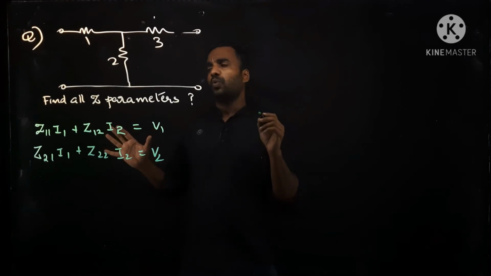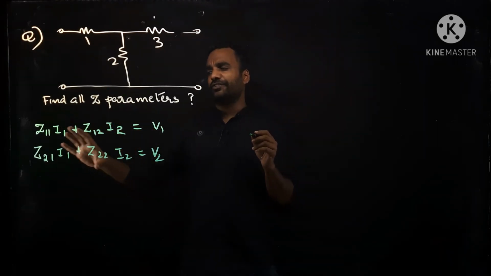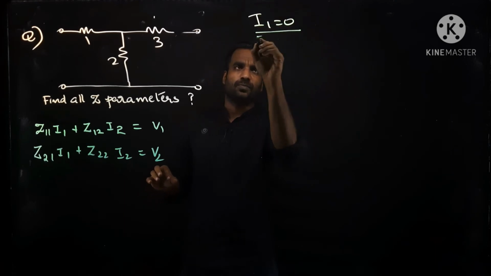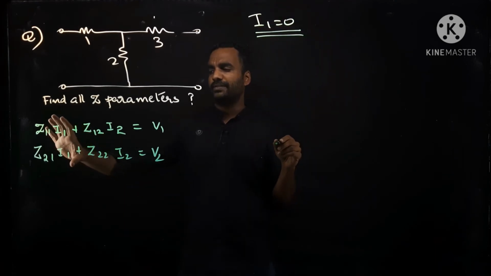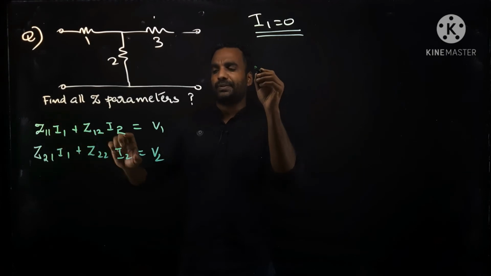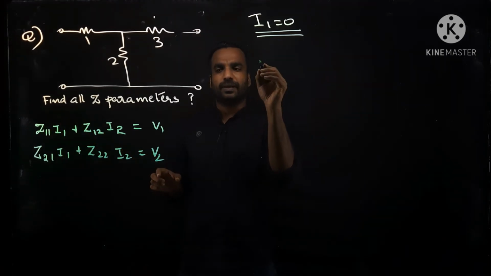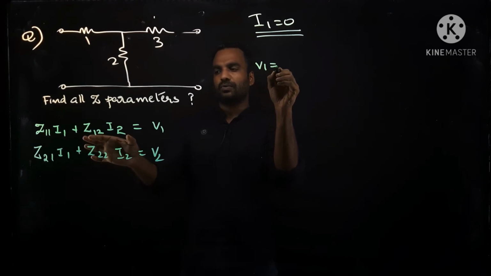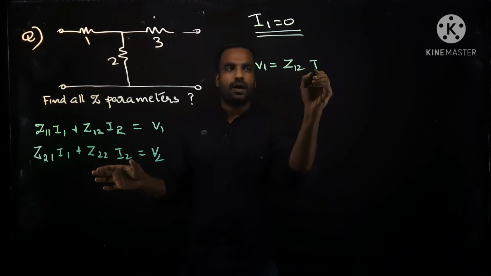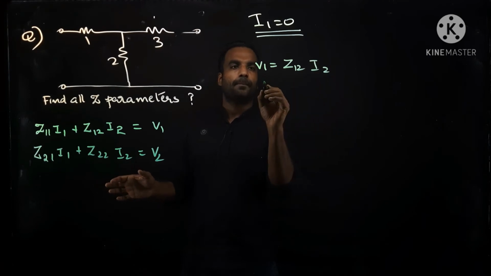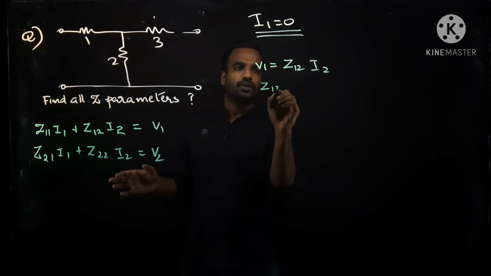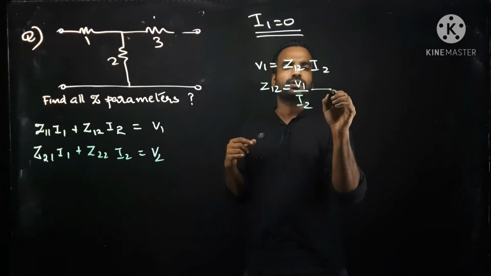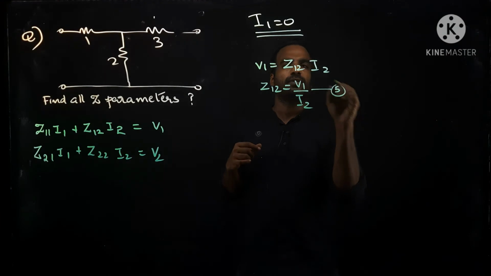Okay, now we are coming to the other side of this problem. In this side, we want to make I1 is equal to 0. So, I1 is equal to 0 means what will be our new equations? The first equation will become V1 is equal to Z12 I2. So, Z12 is equal to V1 by I2. This is equation number 5.